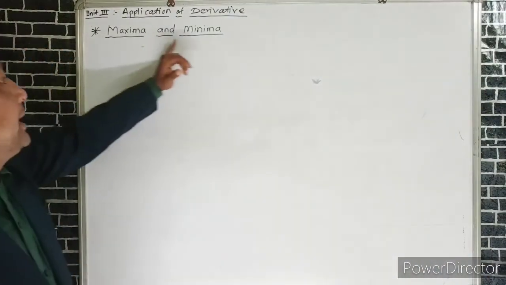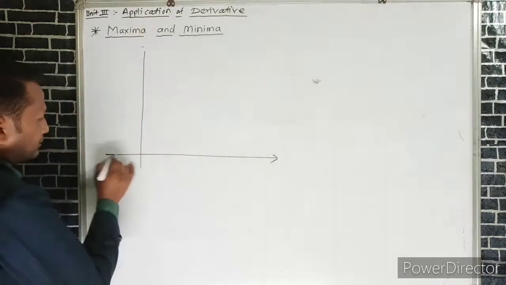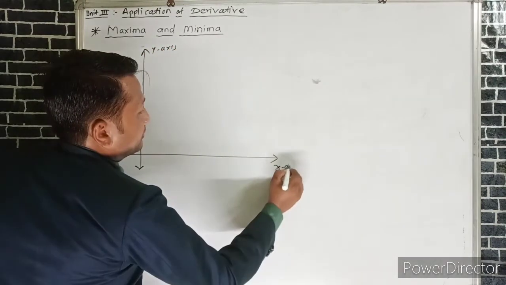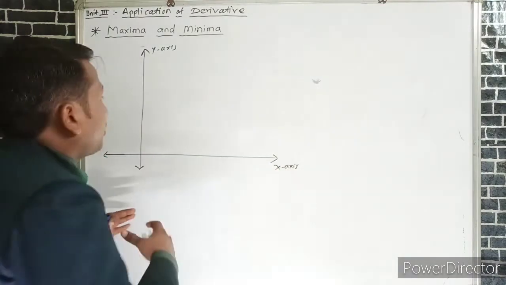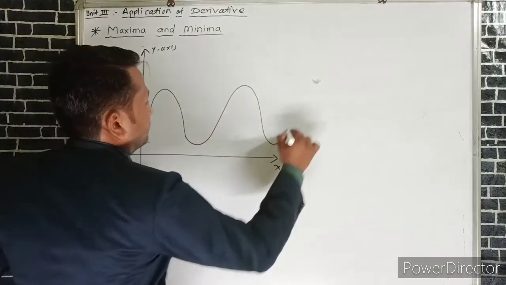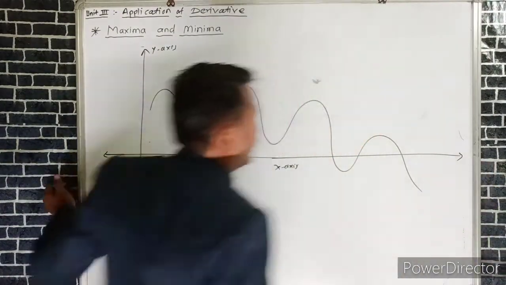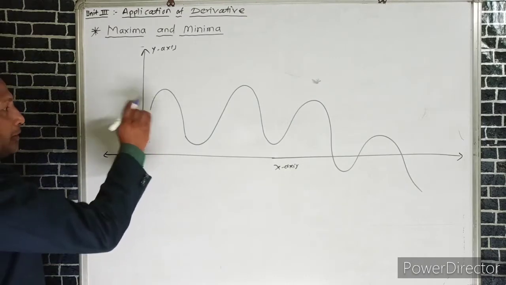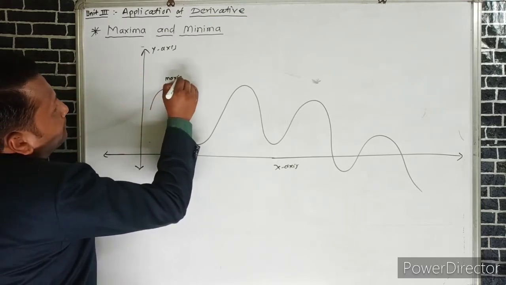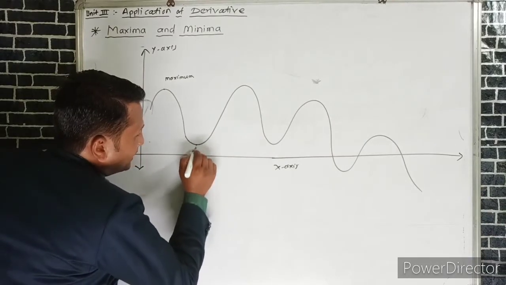So here, if we discuss maxima and minima on a coordinate axis, this is the x-axis and this is the y-axis. If we draw any curve or wave on the x-axis and y-axis, then the highest point on the curve is the maximum and the lowest point on the curve is the minimum.